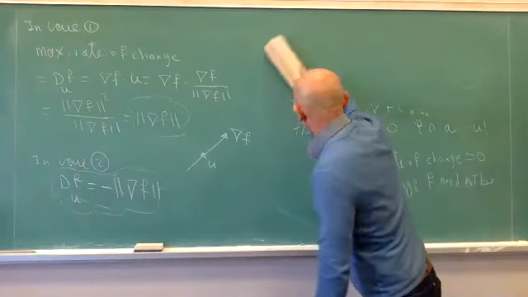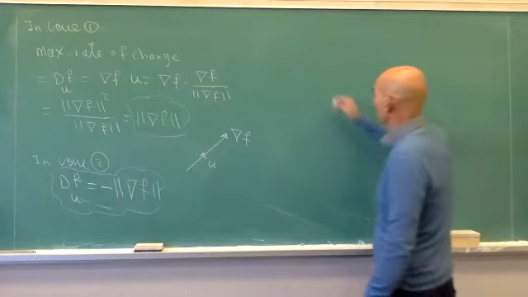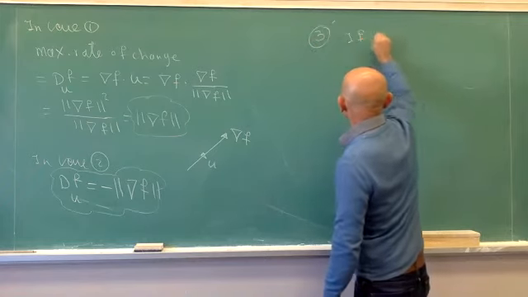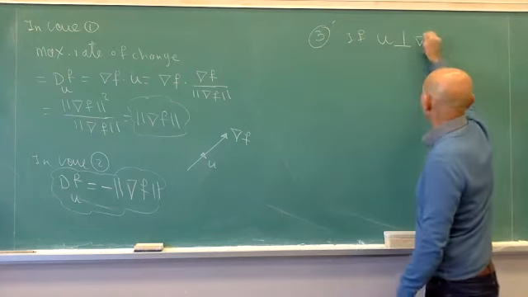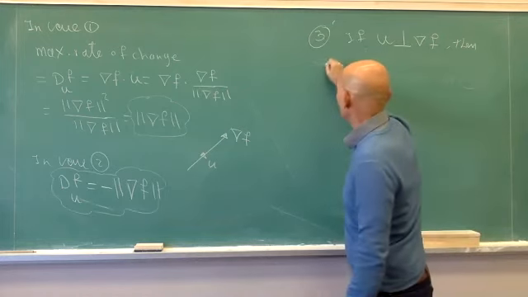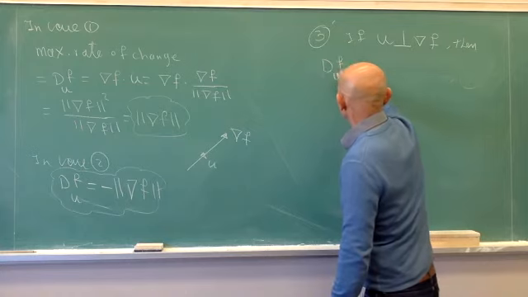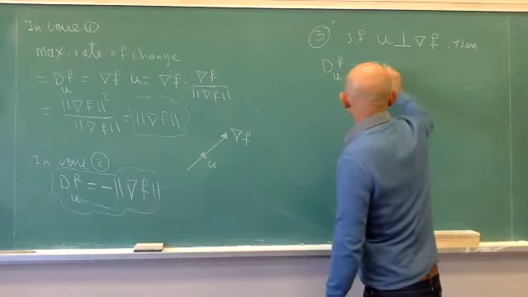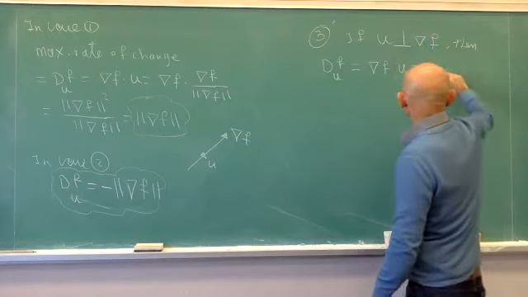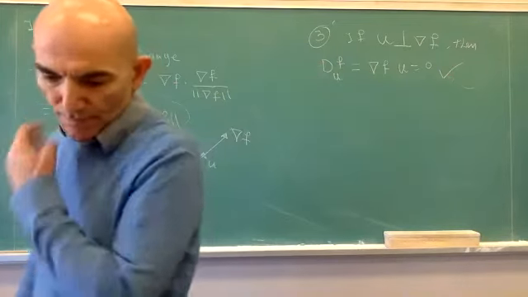So this is, I would say, case 3 prime, because case 3 was greater than 0. If u is orthogonal to the gradient of f, then still, the rate of change, by definition, is 0. So please remember that case also. That's a good case to remember.